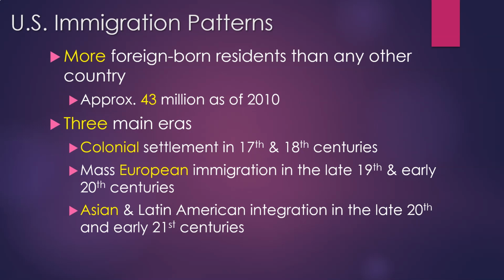Three main eras of settlement, and certainly you can break these down even further, but you've got the colonial era in the 17th and 18th century. You've got significant European immigration in the late 19th and early 20th century. And then in the 20th and the early parts of the 21st century, a lot of it's been from Asia and also from Latin America.